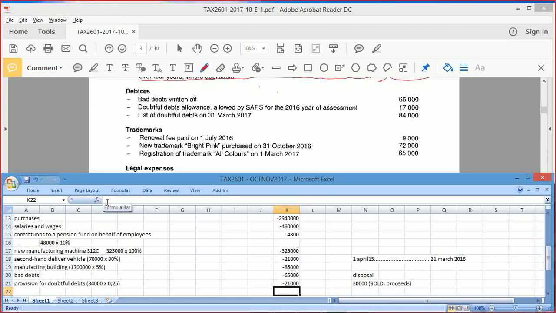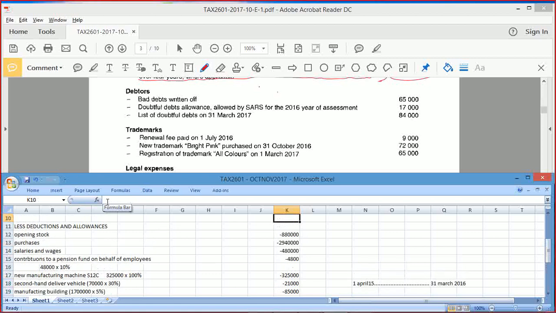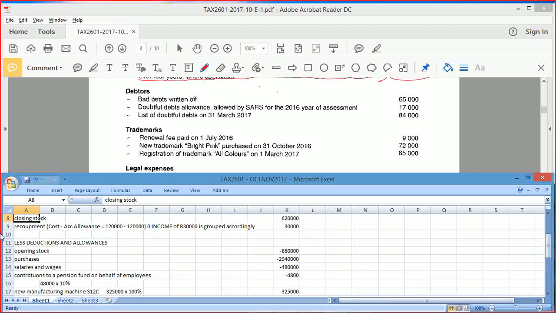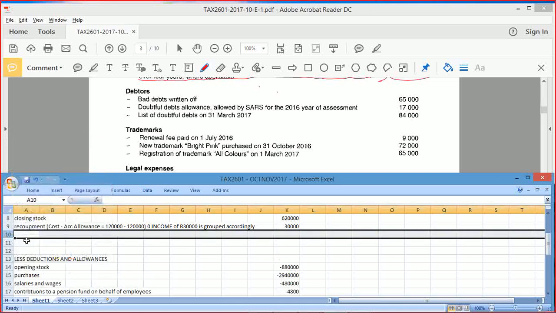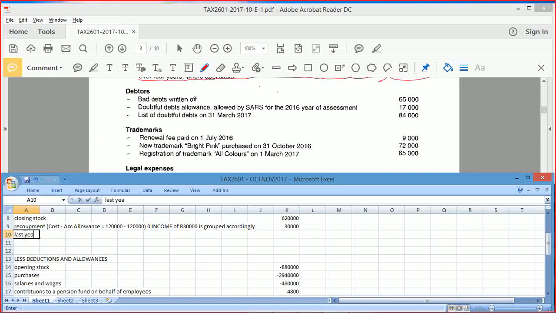Good. So they said doubtful debt allowance allowed by SARS for the 2016 year of assessment. So we've obviously got the list, and now we've got the doubtful debt allowance allowed by SARS for the 2016 year of assessment. That's what they're allowed. So the previous doubtful debt, would we have to add that back? Yes, you would. Okay, so under income, 17, last year's doubtful debts. Does that make sense? Yes, sir.